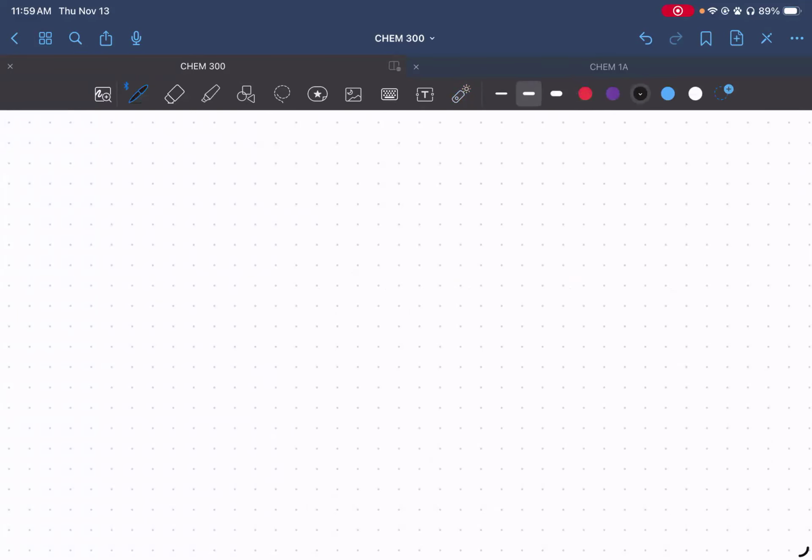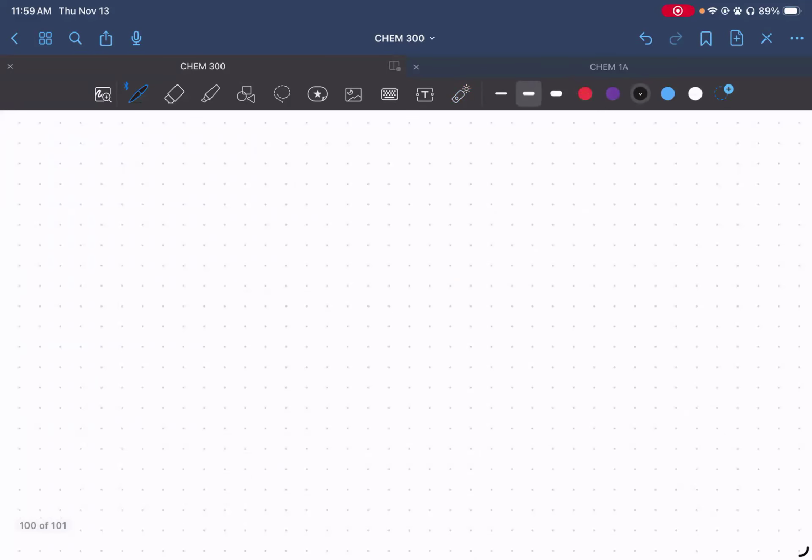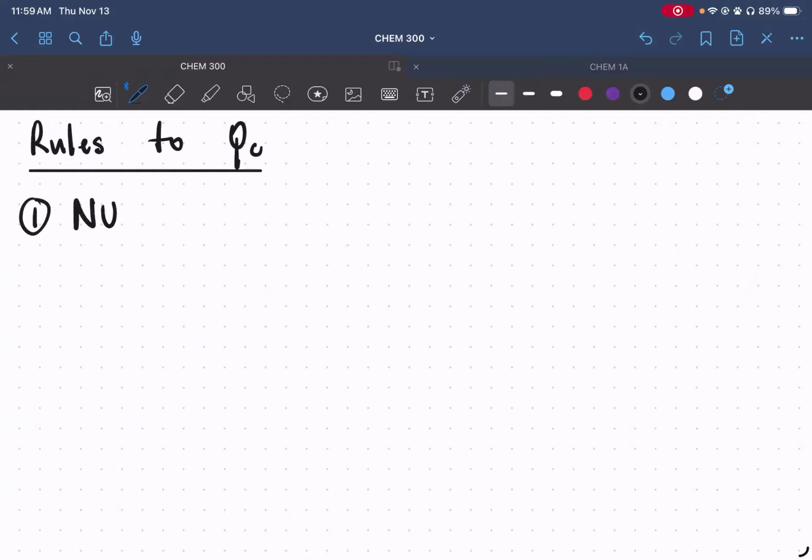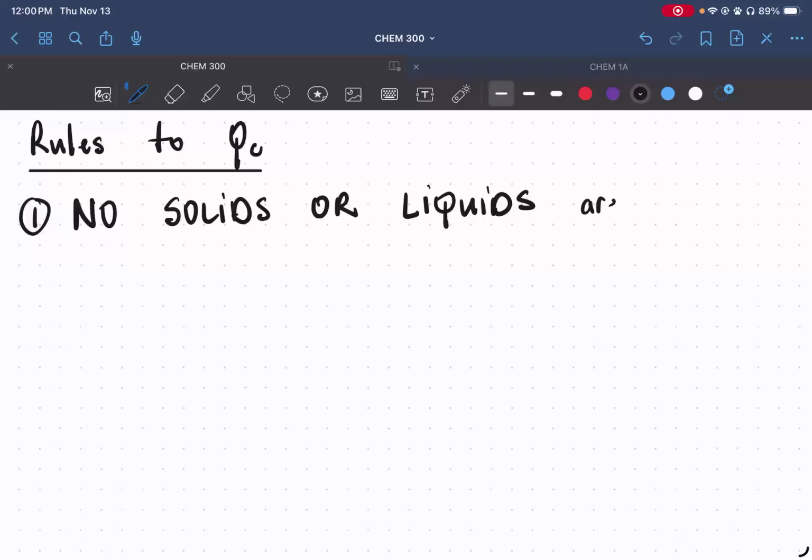There are two rules to using Qc. The first rule is no solids or liquids are included in any calculations or conversations.